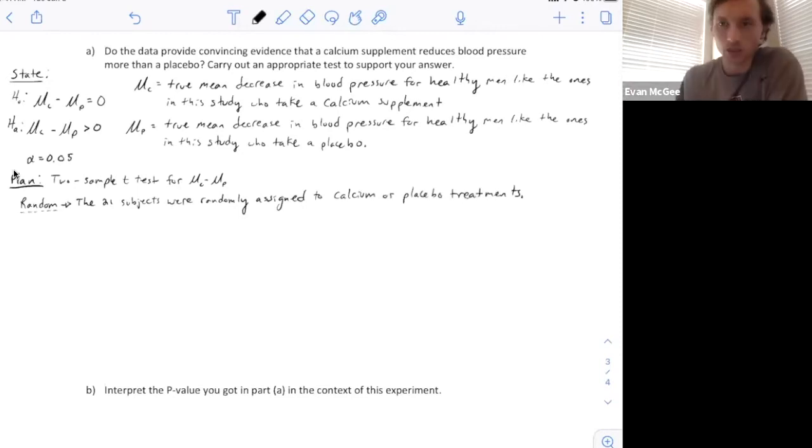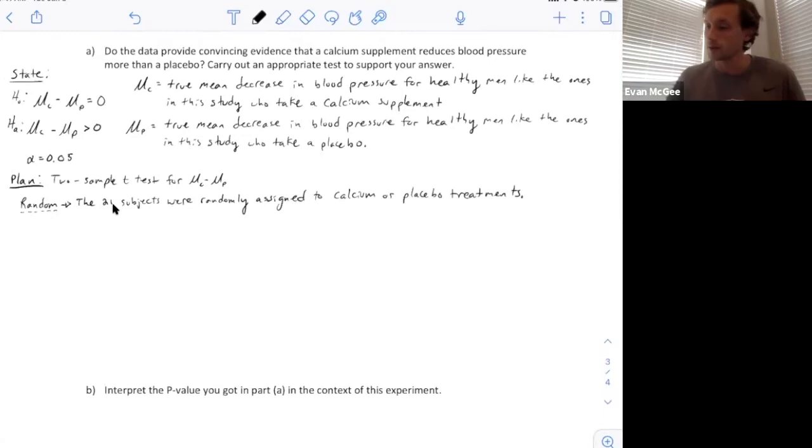The random condition is a little bit different this time because we didn't take random samples. We had volunteers who were assigned to certain treatments. So this is a completely randomized design. So the random condition in this case is we have to make sure they were randomly assigned to the treatments. And they told us that they were. There were 21 subjects randomly assigned to either the placebo or the calcium, which means the random condition is met. And so we're not making inference about a larger population here. We're making inference about a cause and effect from this experiment.